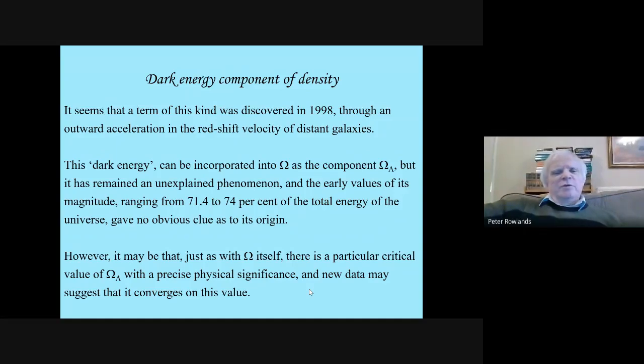And when we saw the early values of its magnitude, which were about 70% of the total energy of the universe, 71.4 to 74, there was no obvious clue to its origin. It was just another term with a large percentage of the energy of the universe. However, newer values give an indication that just as omega itself has a critical value of 1, there's a particular critical value of omega lambda with a precise physical significance. And new data seem to suggest it might converge on this critical value. Now, this, to my knowledge, has not been noticed by anyone else, that this particular value would be a critical value.